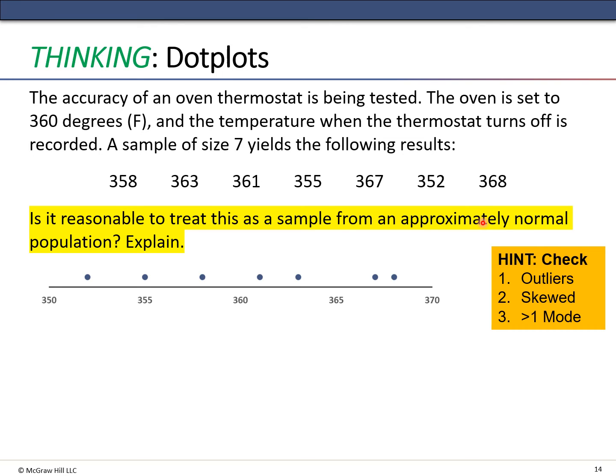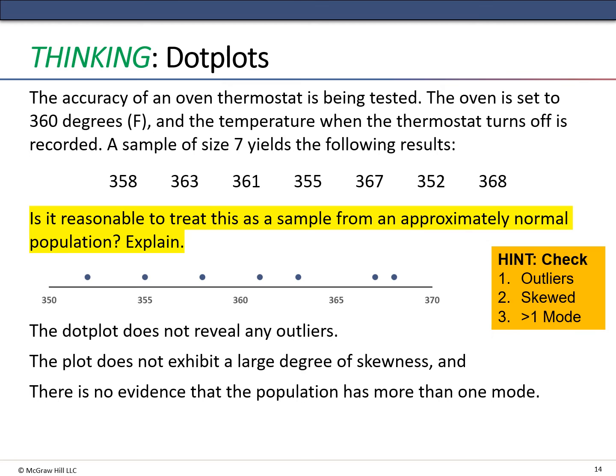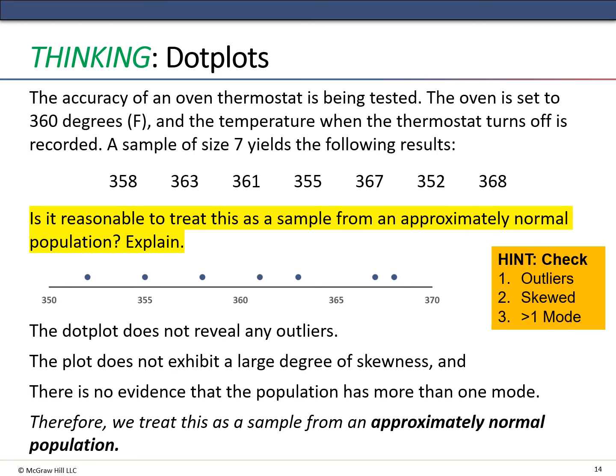The data looks pretty evenly distributed. There's no outliers. There's no skewedness, like a large number of data points at either end. And there's no indication that there's more than one mode. Okay? So we could assume that the population is approximately normal.